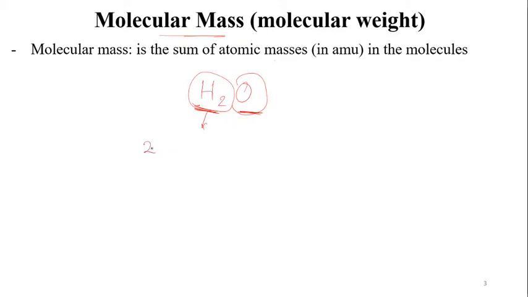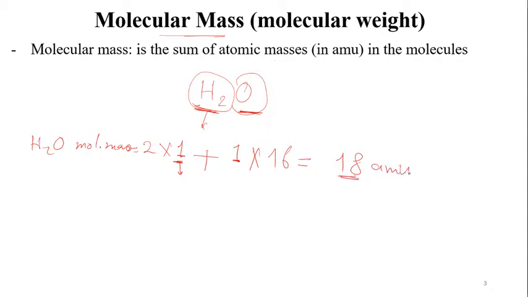So I have 2 hydrogen atoms multiplied by my atomic mass, which is equal to 1, plus my oxygen. I have 1 atom of oxygen multiplied by my atomic mass, which is equal to 16, and the sum of this would be 18. So the H2O molecular mass is equal to 18 AMU.